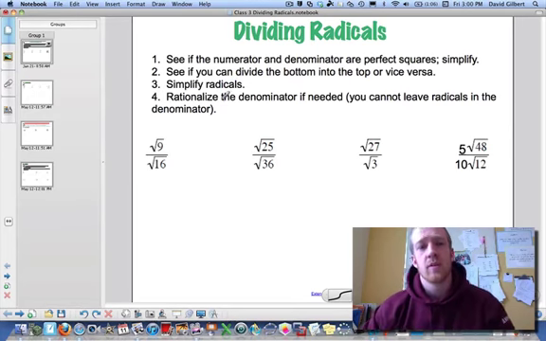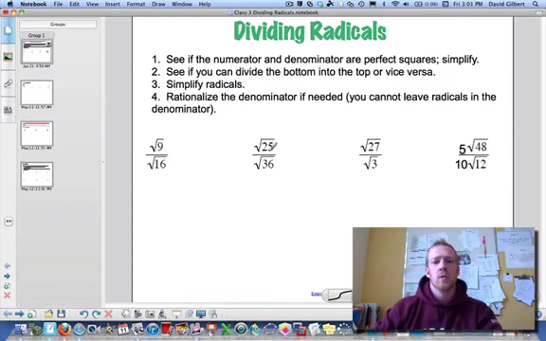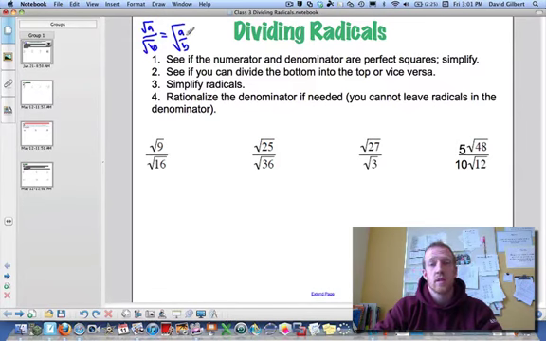All right, dividing radicals. There's a little bit more to this, and you have a little more freedom to solve these different ways. First, there's a couple of ways you can think about this. If I have the square root of a over the square root of b, another way to write that is the square root of a over b, because sometimes it's easier to simplify this fraction and then take the square root of that.